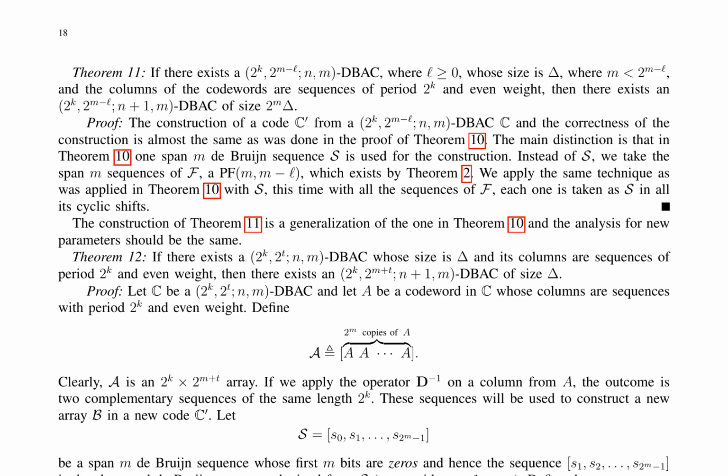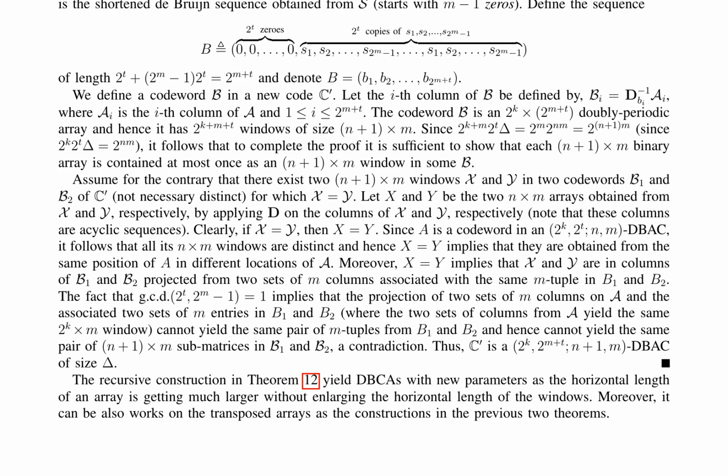Theorem 12 presents a more general construction, where if a (2^k, 2^t, n, m) DBAC of size increment exists, with columns being sequences of period 2^k and even weight, then a (2^k, 2^(m)+t, n+1, m) DBAC of size increment can be constructed. This is achieved by defining a new array B from a codeword A in the original DBAC, using a span m de Bruijn sequence S.